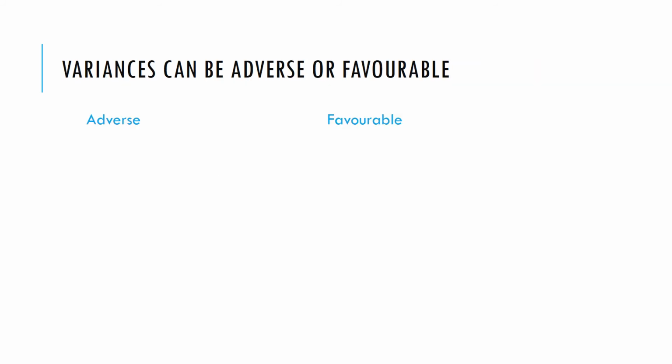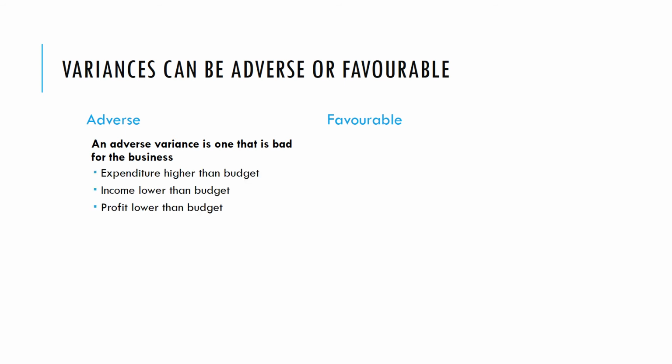Now variances can be analysed as two types, adverse or favourable, and these are important definitions and concepts to get straight. So the first one is, what is an adverse variance? Well, an adverse variance is one that is kind of bad news for the business. Things haven't turned out as well as they might have hoped. So for example, if their expenditure is higher than budget, they've spent more than they planned, then this would be bad. If the income was lower than they planned, then this would also be bad. If profit was lower than planned, then that would be an adverse variance, i.e. not one the business would have desired.